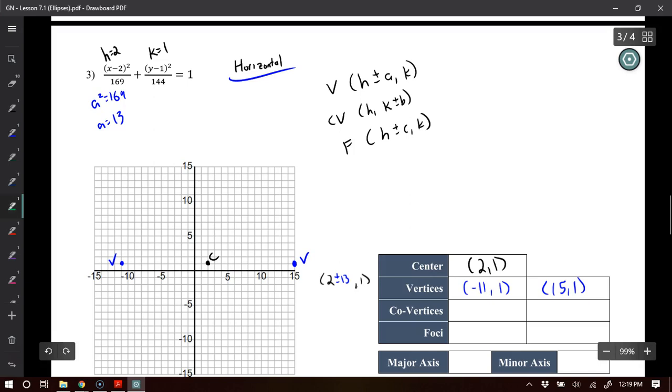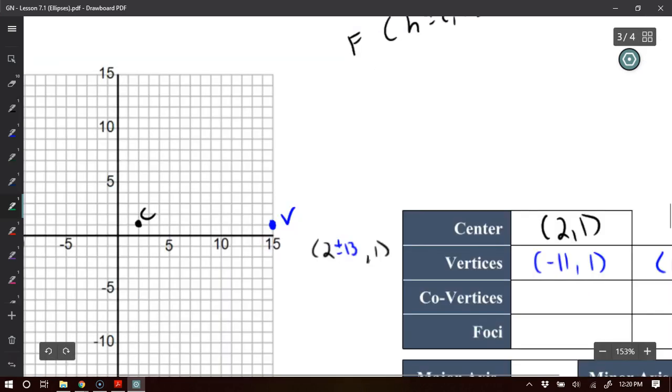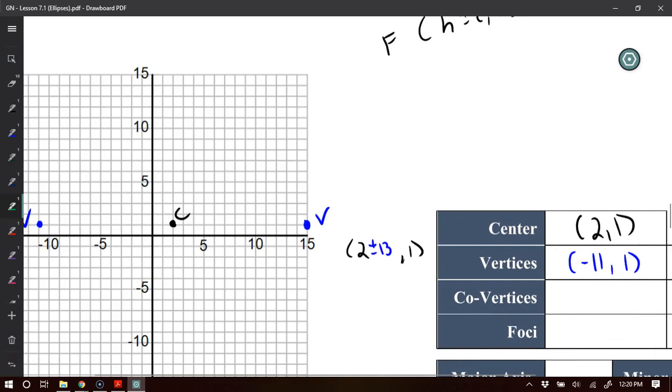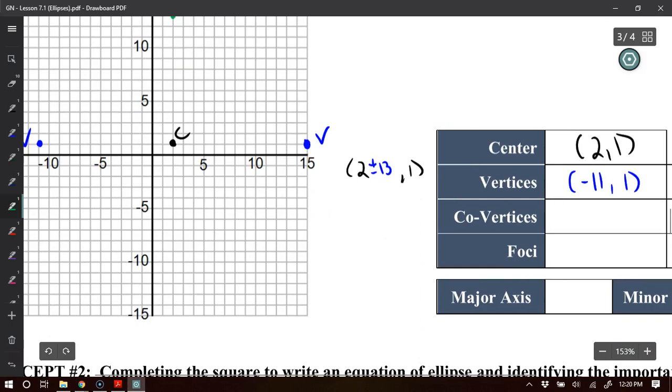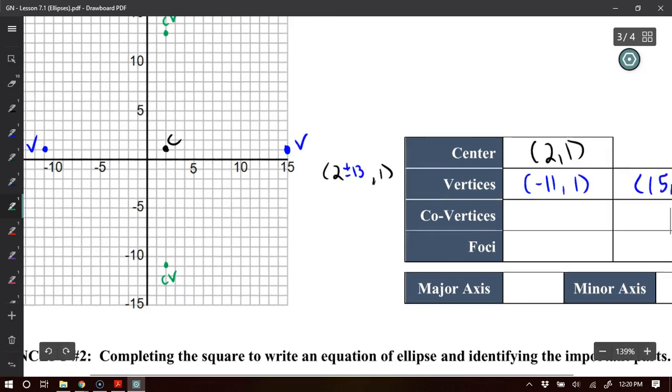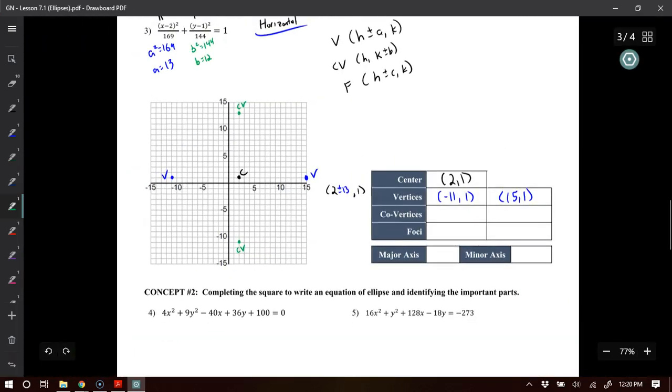Good for us. Then we deal with the b squared. B squared is 144. So b is 12. So that's vertical. I mean, look, it's under the y. So it's telling you, hey, move 12 units vertically. So from the center, I'm going to go up 12 units. So all the way up 12 units, and that's going to put me right about here. And that'd be my covertex. And I'm going to go down 12 units from the center, and that's going to put me right about here, which is a covertex.